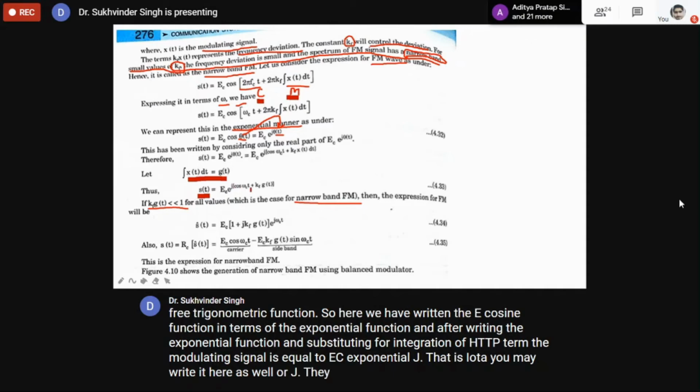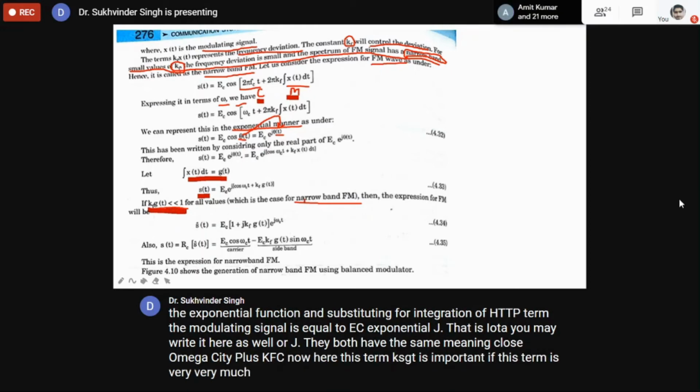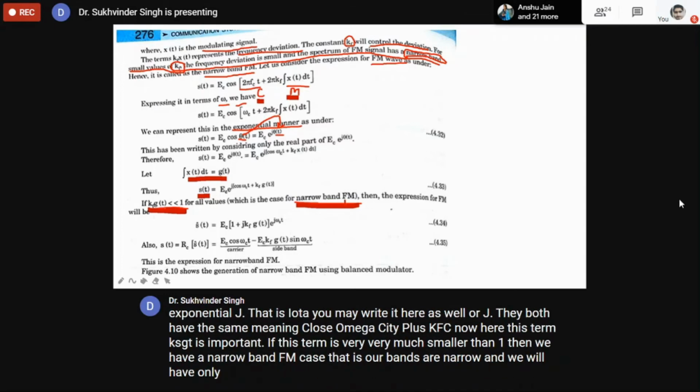Cos omega ct plus kf gt. Now here this term kf gt is important. If this term is very much smaller than 1, then we have a narrowband FM case, that is, our bands are narrow and we will have only limited bands present, that is 2 bands around the carrier frequency.